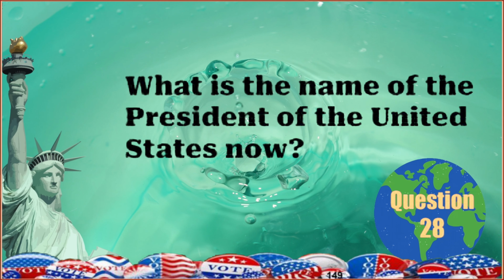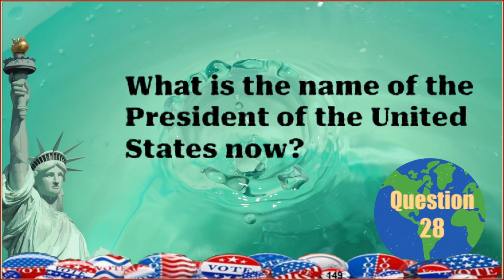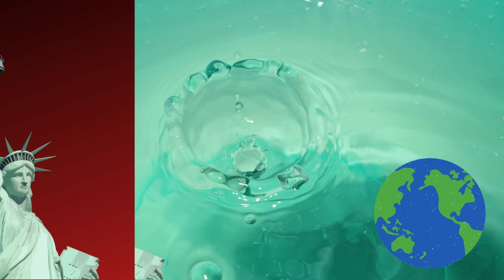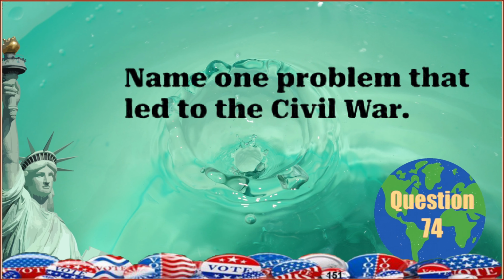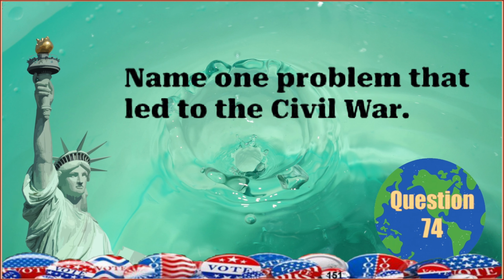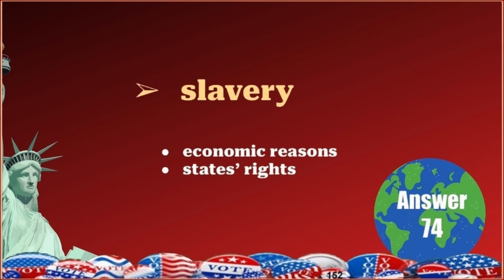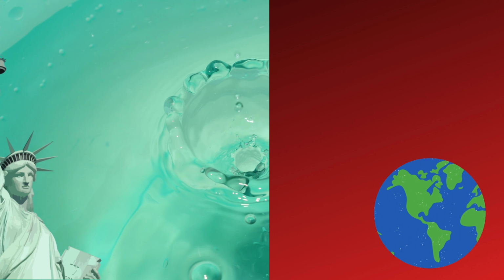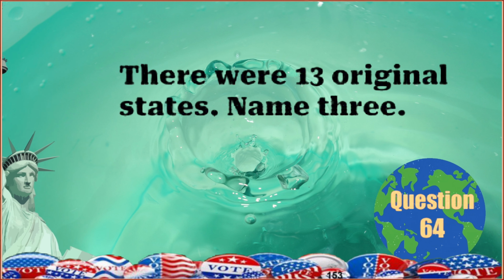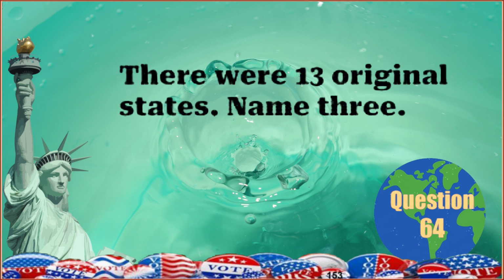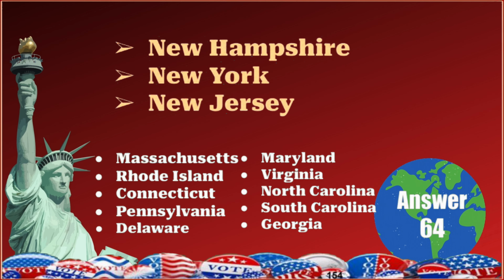What is the name of the President of the United States now? Joe Biden. Name one problem that led to the Civil War. Slavery. There were 13 original states. Name 3. New Hampshire, New York, New Jersey.